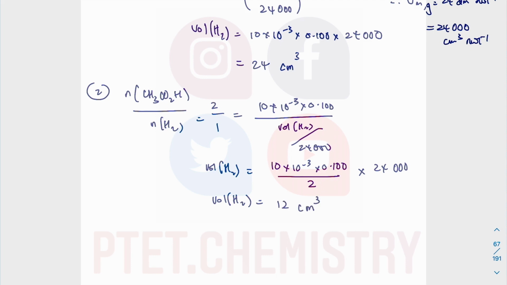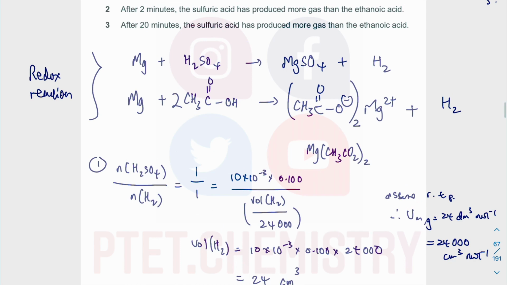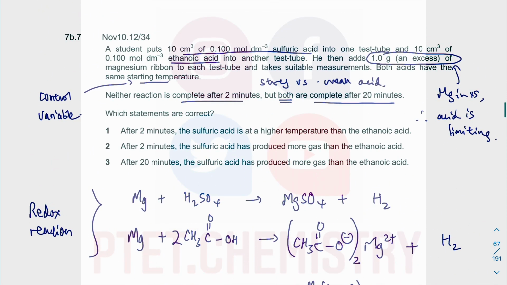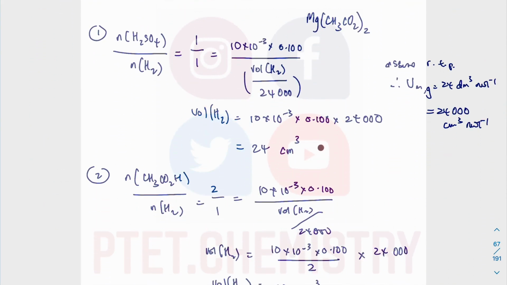So that volume will be in cm cube because I've used this divided by 24,000 cm cube per mole, which is the molar volume of the gas at room temperature and pressure, which I have assumed, alright? Anyway, so neither reaction is complete after 2 minutes. So we know 2 things. We know in terms of stoichiometry, when the acid is limiting, the sulfuric acid will give me more gas than the ethanoic acid at the end of the reaction.